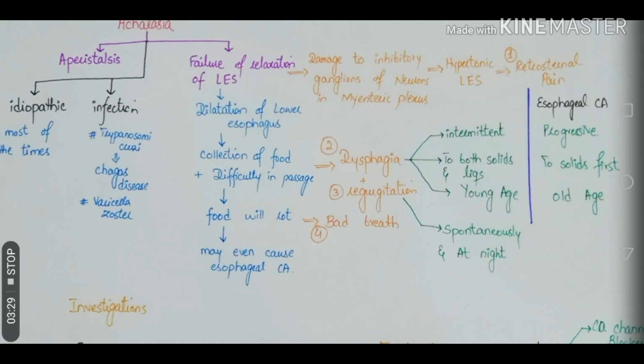If the dysphagia is present in young age to both solids and liquids, and it is intermittent, it would be in a patient of achalasia. But if the dysphagia is present in the old age to solids first and it is progressive, it would highly suggest the patient is having esophageal carcinoma. Talking about regurgitation, it would be spontaneous and specifically present at night.